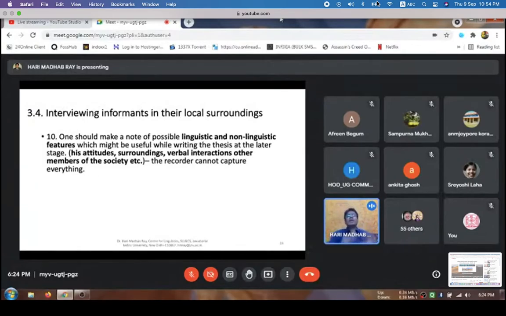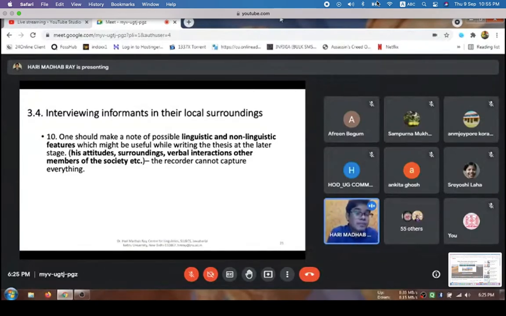So interviewing informants in the local surroundings, I think these things, as I have already mentioned, include linguistic as well as non-linguistic features. You have to be aware of both. Language is not only about the linguistic structure. At times, language is also outside the linguistic structure. There are many other things. That's the role of context. When you are talking about language, speakers' attitudes are also there, his perceptions are also there, and his tones are also there. Some of these things you need to make note of.